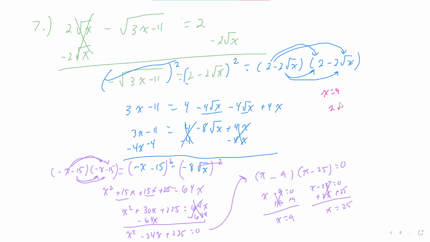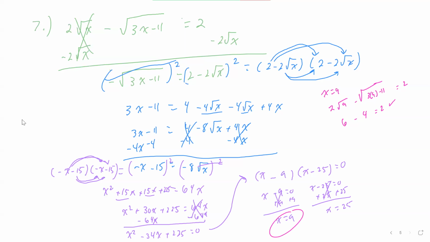So it's going to be 2 square root of 9 minus square root of 3 times 9 minus 11 equals 2. Well, square root of 9 is 3. 2 times 3 would be 6. 3 times 9 is 27. 27 minus 11 is 16. Square root of 16 is 4. 6 minus 4 does equal 2. So x equals 9 is an answer.